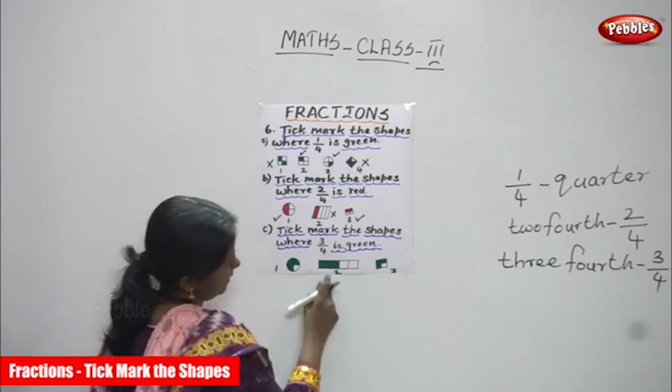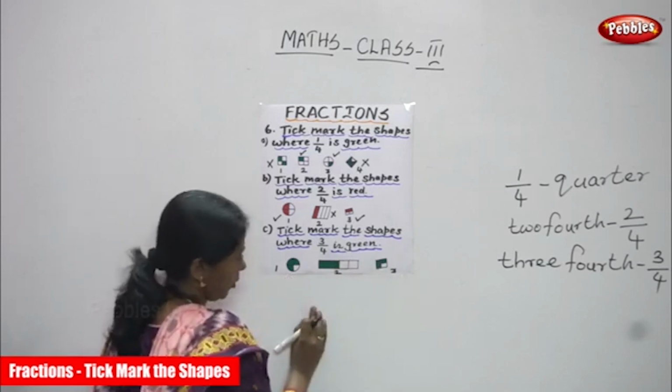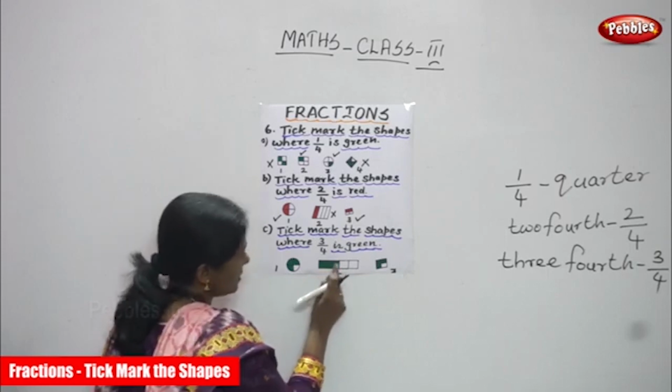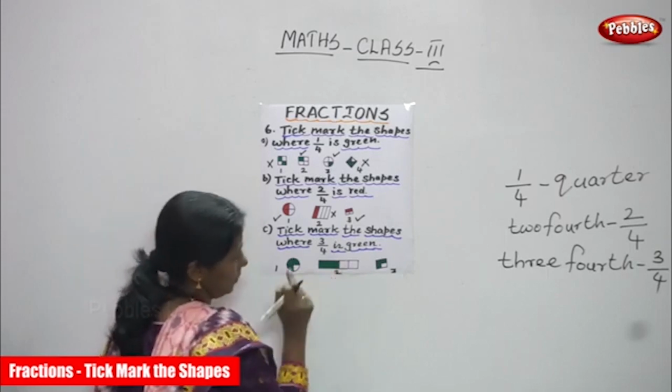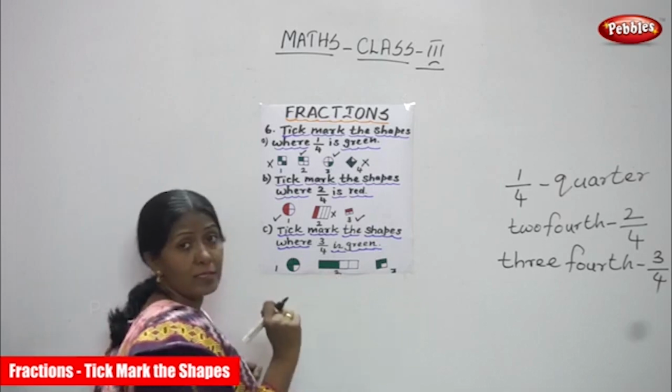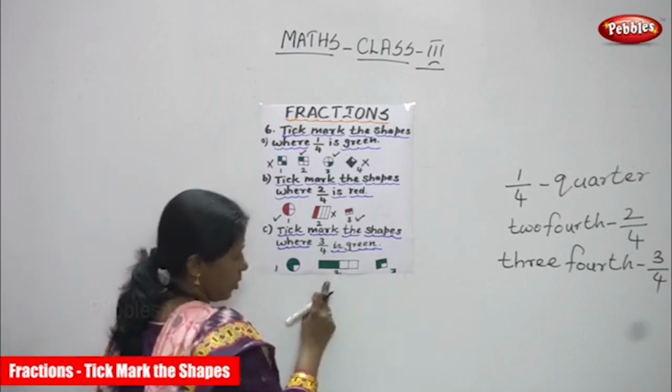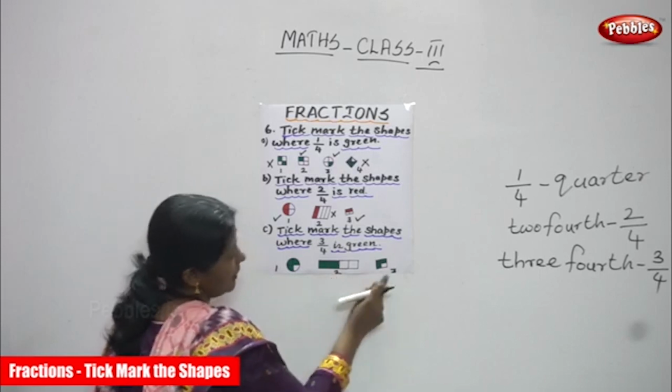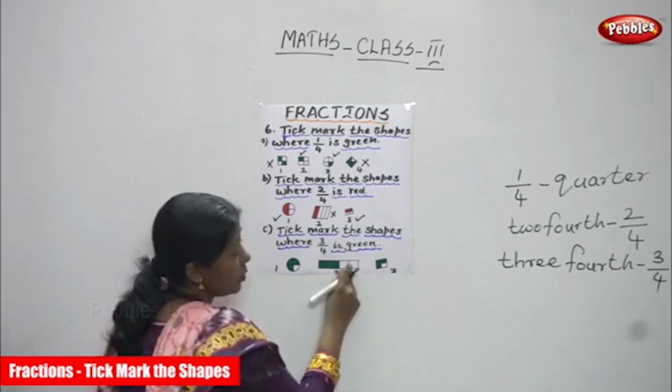Okay, second diagram. This is a long rectangle. Okay, so how many parts? First part, second part, third part, fourth part. But how many parts did I shade? I shaded 2 parts. 2 parts in which color? Green in color. Okay, 2 parts in green color. So the remaining 2 I didn't shade.